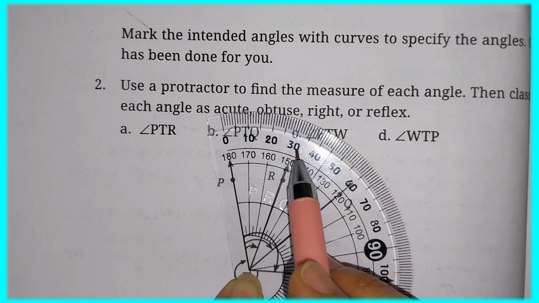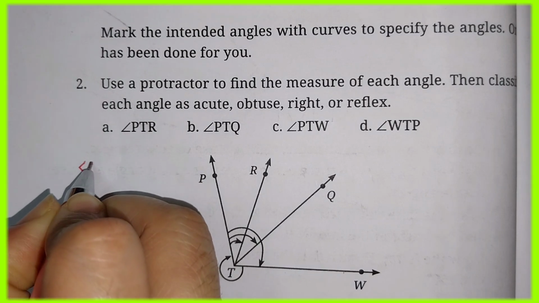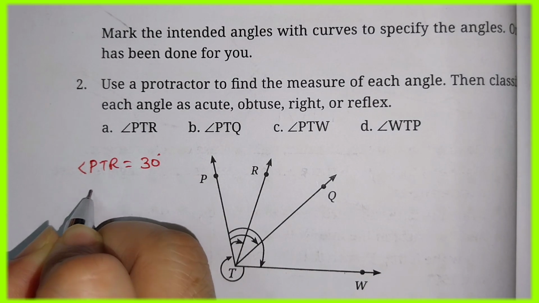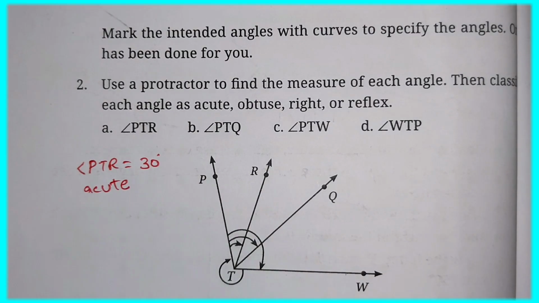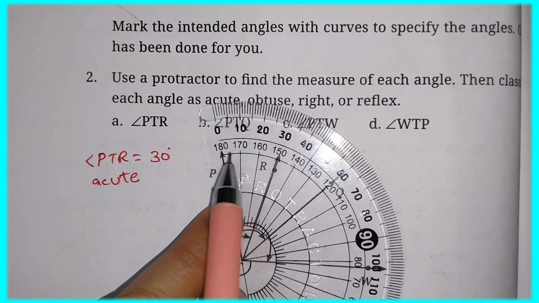Angle PTR, place the protractor at point T. When we measure the angle between line TP and line TR, we get 30 degrees. So angle PTR equals 30 degrees. Since 30 degrees is less than 90 degrees, this is an acute angle.